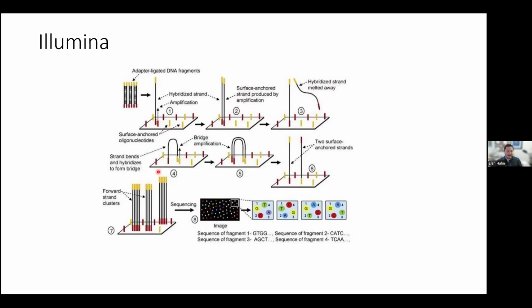The hybridized strand melts away. Then this strand flips over to hybridize to the adjacent primer, forming a bridge. Now, polymerases extend the newly hybridized primer, forming a double-stranded bridge. The double-stranded bridge is denatured, and now you have two surface-anchored copies of a covalently bound single-stranded template. This has created both forward and reverse strands at this point. So the reverse strands are cleaved away and washed away, leaving an entire cluster of only forward strands.